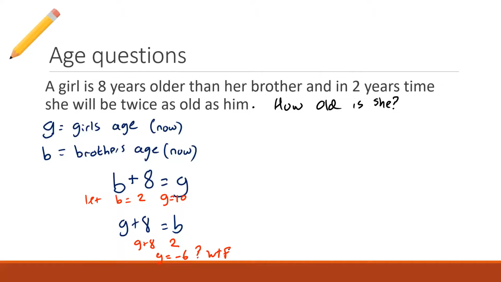That's wrong. So that's a quick way that you can check to make sure that you understand this. We know that the girl is older. So 1, it doesn't make sense that the girl would be younger. And 2, being -6 years younger makes even less sense. That's not even physically possible.